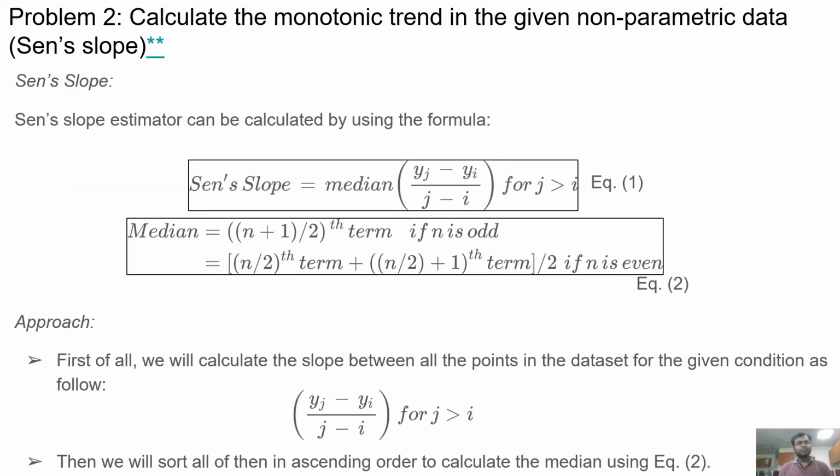Okay, so the next problem is we want to calculate the monotonic trend in given non-parametric data. This monotonic trend was given by Sen, so it is called Sen's slope. So first I'll try to make you understand what the monotonic trend in the data is.